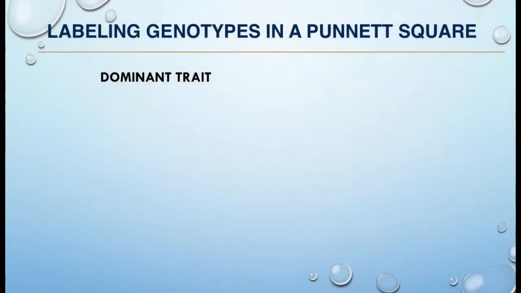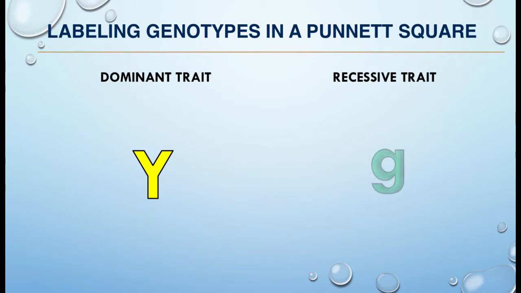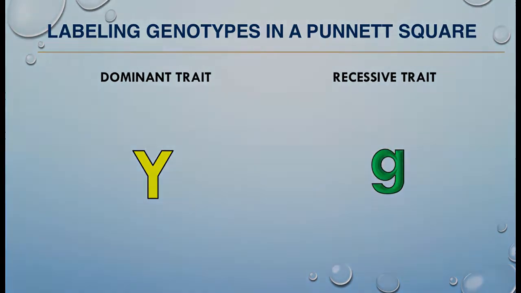A dominant trait is always written with a capital letter. Y, capital Y, represents dominant yellow skin color. A recessive trait is always written with a lowercase letter. For simplicity, we will use the lowercase g to represent the recessive green skin color.